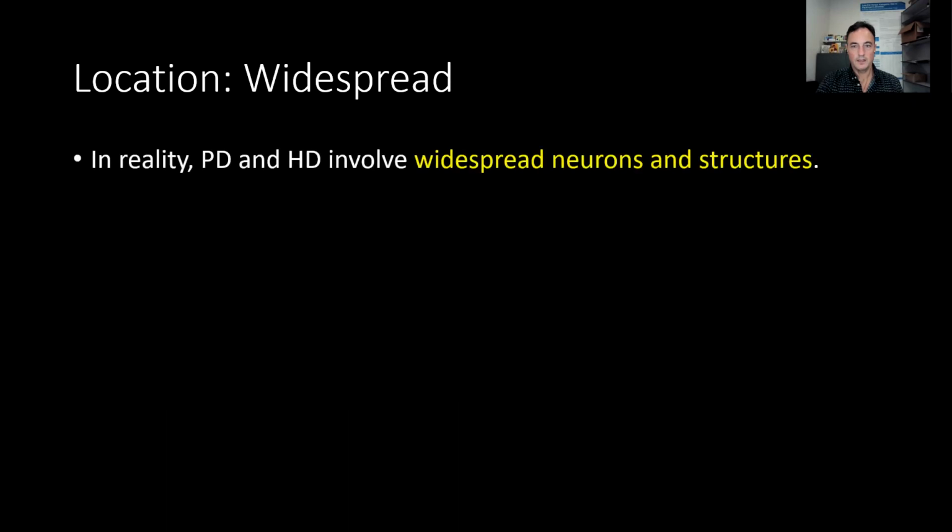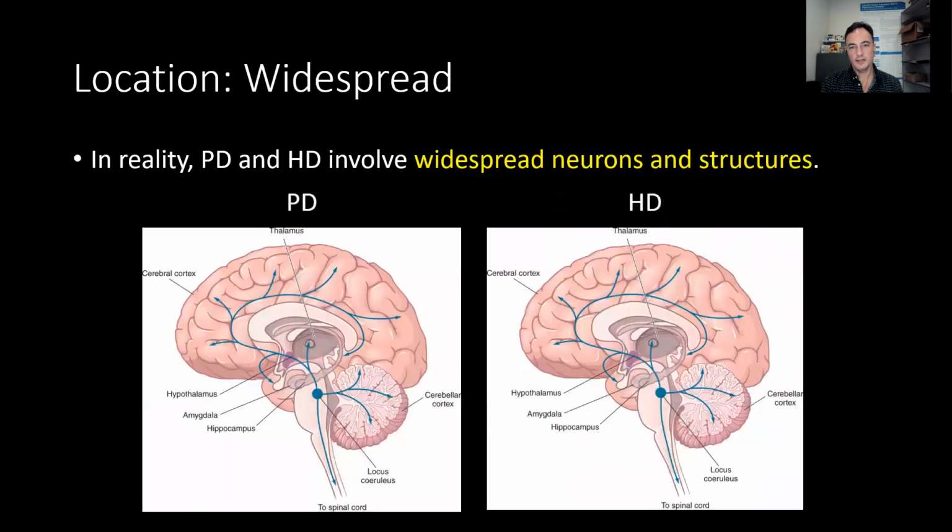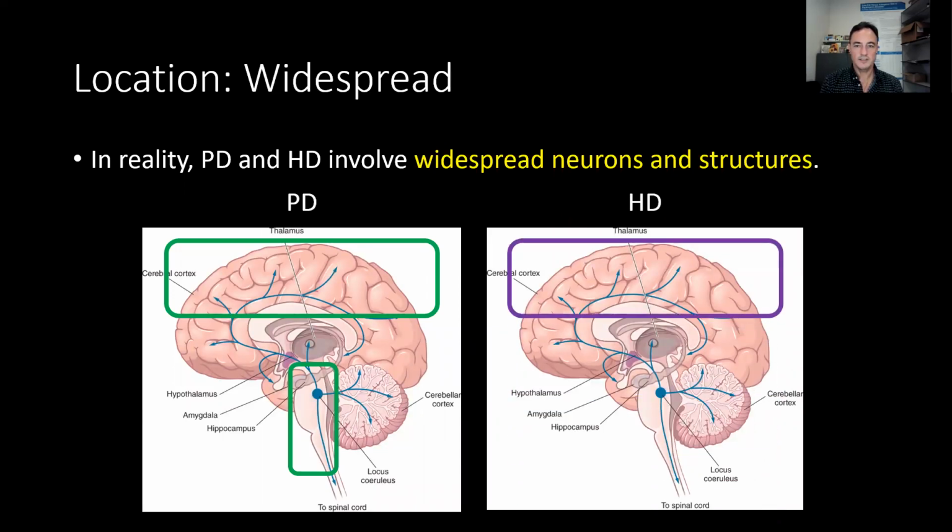However, in reality, Parkinson's and Huntington's are associated with many other structures outside the basal ganglia. So if we look at Parkinson's on the left, Huntington's on the right, beyond the basal ganglia, Parkinson's involves many structures in the brainstem, and it involves many structures elsewhere, particularly the neocortex. Huntington's also involves the neocortex, and it involves several of these deeper subcortical structures as well. So the thalamus, hippocampus, and even the cerebellum are afflicted.